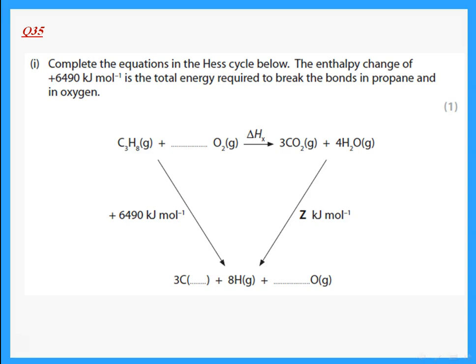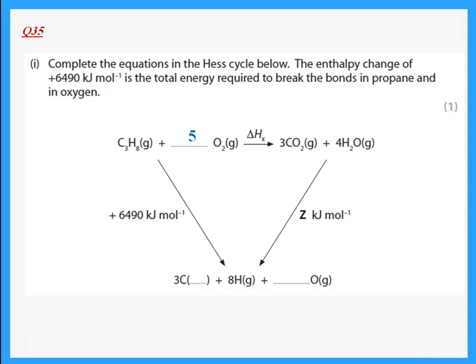In this question, he says complete the equations in the Hess cycle. The enthalpy change of this is the total energy required to break the bonds in propane and in oxygen. So actually the 6,490 are the bond energies of these reactants. So first of all, he needs me to balance this equation. This is simple balancing. How many oxygens after the arrow? We have 3 CO2s and 4 H2O. That means 6 plus 4, that's 10.